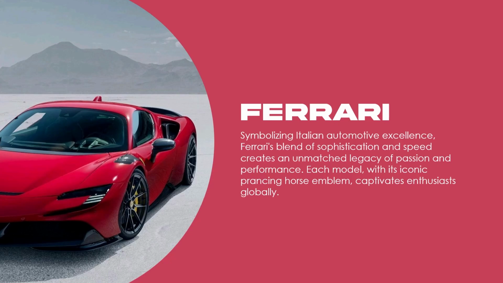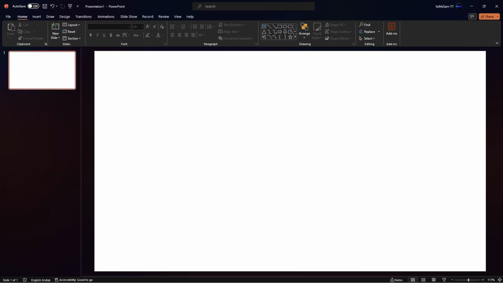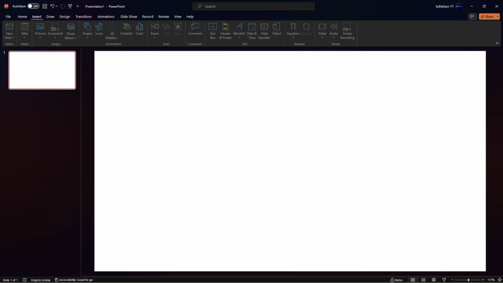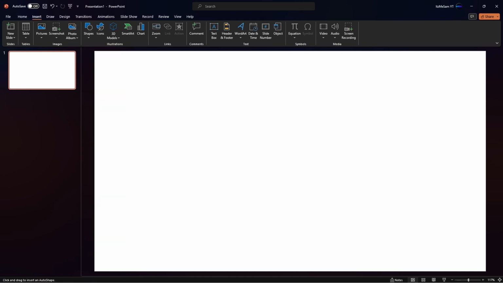So in this video, I'm going to show you how to make this transition effect. Starting with a blank slide, go to Insert, Shapes, and add an oval. But while you're adding it, hold down Shift so it remains a circle.